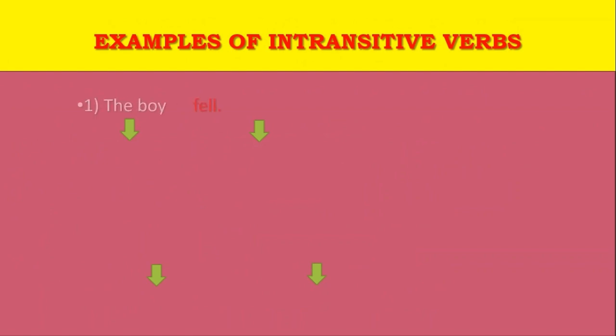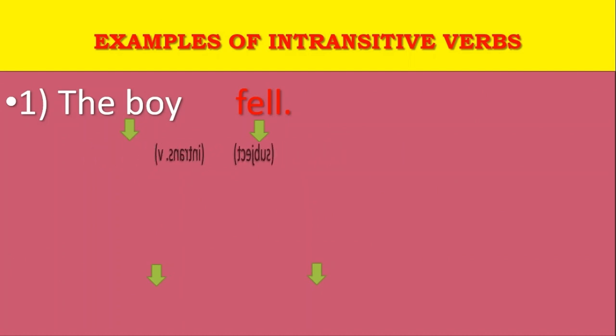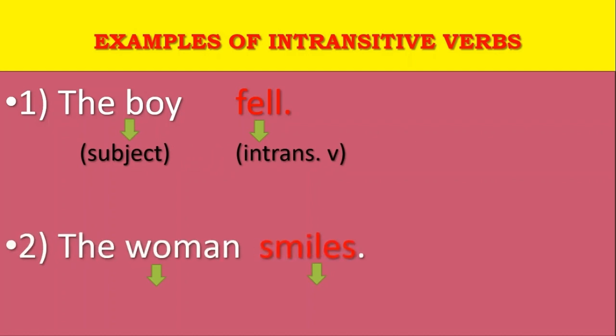Examples are: the boy fell. The boy is the subject. The verb is fell, which is intransitive because it has no object, no direct object. The woman smiles, no direct object. The woman is the subject, and the verb intransitive here is smiles.